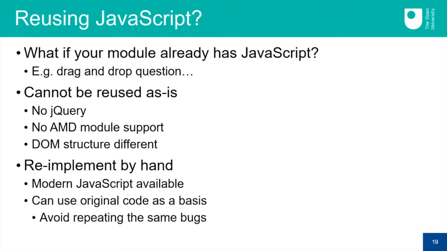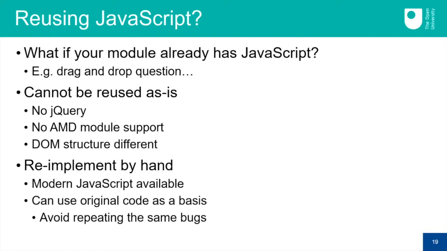Now, what if you've already written some JavaScript for your web version of your module and you want to maybe reuse it in the app? So you might have, for example, made a drag and drop question and it's got a lot of JavaScript. Well, great news, you can't reuse it. There's no jQuery in the app, there's no AMD module support, and the DOM structure of the app is going to be different. So you're going to have to re-implement it by hand.